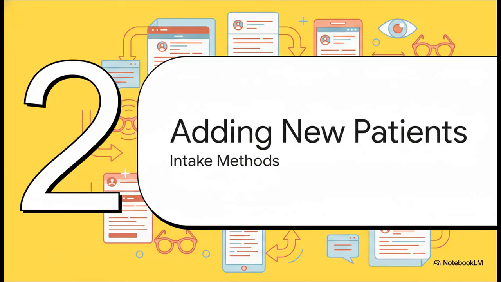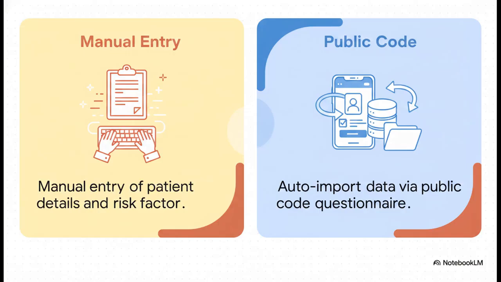Moving right along to part 2, adding new patients. Let's look at the intake methods. The platform actually gives you 2 distinct options for getting a patient into your digital system. There's your traditional manual entry, right? That's where your staff just types in patient details and risk factors. But there's also a highly efficient public code method. Basically, if a patient completes the public myopia questionnaire beforehand, you just grab their code and the system automatically imports all their demographic data. Plus, it calculates their baseline risk factor instantly. It's a massive time saver for a busy practice for sure.